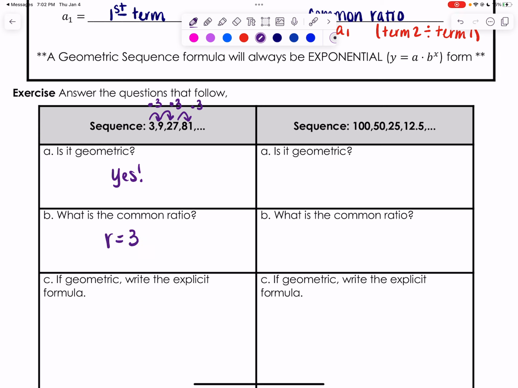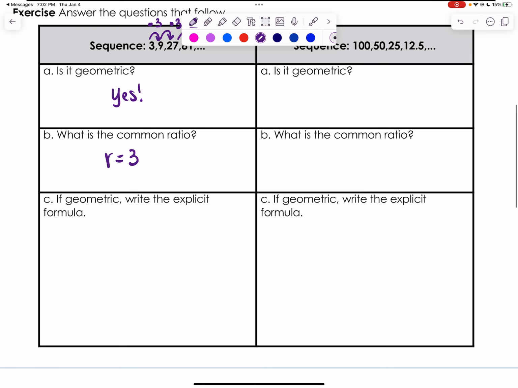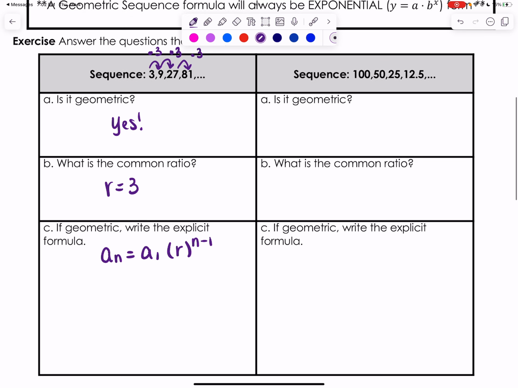So now if it's geometric, we now want to write our explicit formula. So this is actually much easier than an arithmetic sequence. We're just going to rewrite it real quick. So a sub n equals a sub 1 times r to the n minus 1. So if I want to do this, my first term is 3. So I can say a sub n is equal to 3, I'm multiplying by 3 each time, and then I just put n minus 1. And that would be my explicit rule. That's your final answer. That's it.